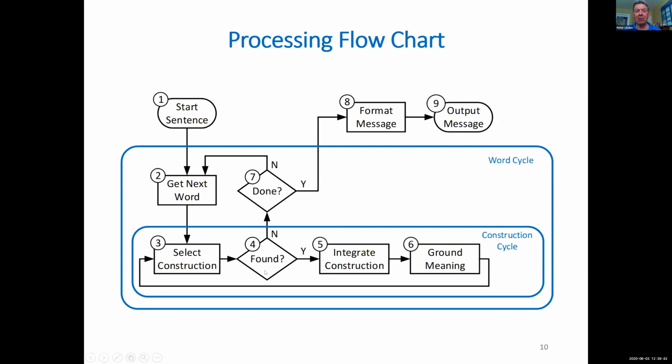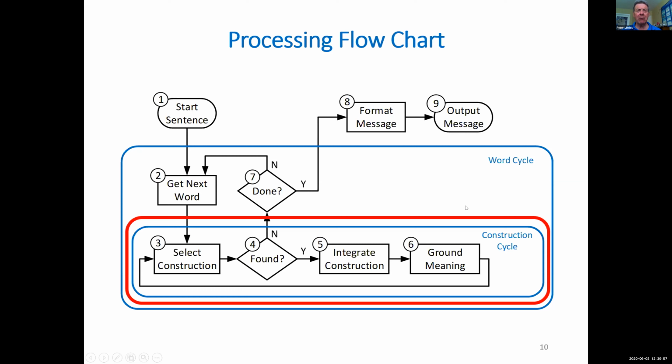But if we have another construction to add, then we integrate that construction into the comprehension state and ground its meaning. And we keep going around that loop until there's no more to do with this word and we go on to the next. So the really key contribution in the algorithm here is this idea of the construction cycle and those three phases of it, which are selection, integration, and grounding.